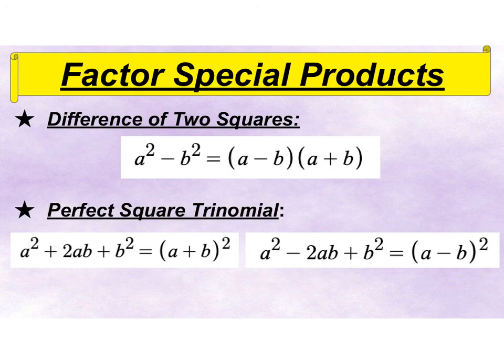So this should get into your notes if you didn't write them down during the video. The difference of two squares pattern starts out kind of short. It's a binomial, and it goes to two different parentheses, whereas a perfect square trinomial is a trinomial that ends up as a binomial. So just some things to notice there.